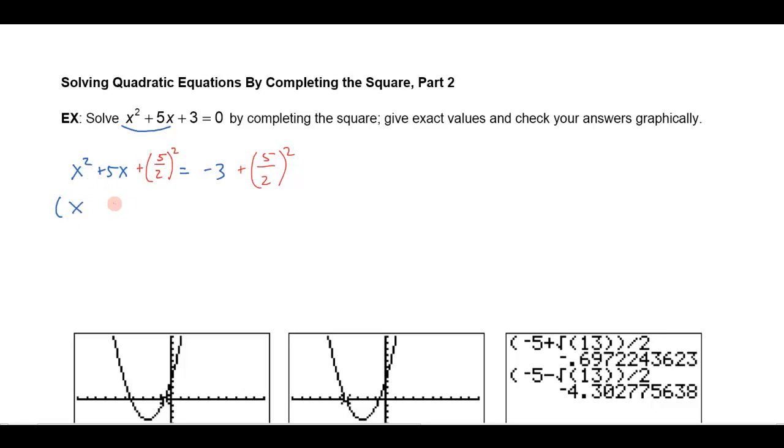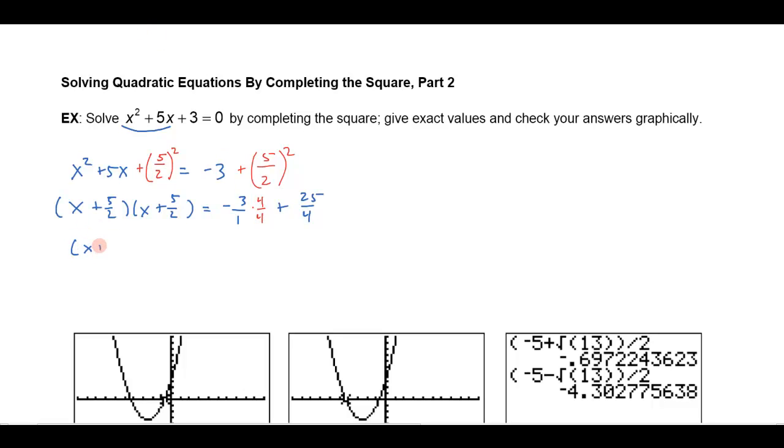This is going to be x plus 5 halves, times x plus 5 halves. And you can verify, right? x squared, and 2.5x from the outers and 2.5x from the inners makes 5x in the middle, and there's the 5 halves squared, which is going to be the same as 25 fourths. Let's write this as negative 3 over 1 plus the 25 fourths. Notice I left a little room here because I want to get a common denominator. Let's multiply here by 4 over 4.